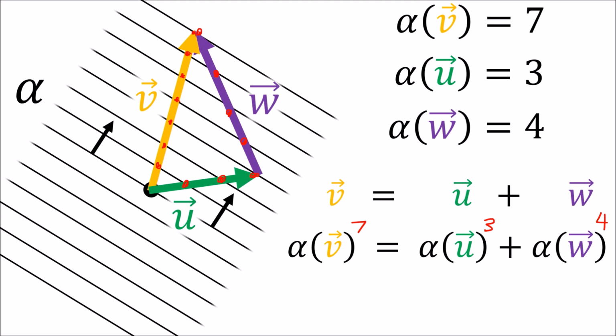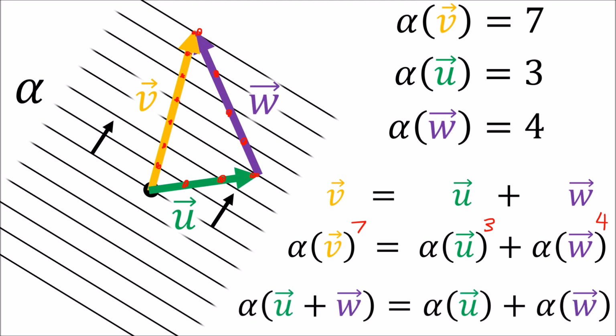So this is our first geometrical property of covector stacks. When alpha acts on a sum of vectors, alpha of u plus w, this is equal to the sum of alpha acting on the individual vectors, alpha of u plus alpha of w. So when it comes to a covector acting on a sum of vectors, we can either add the inputs or add the outputs, and we'll get the same result.